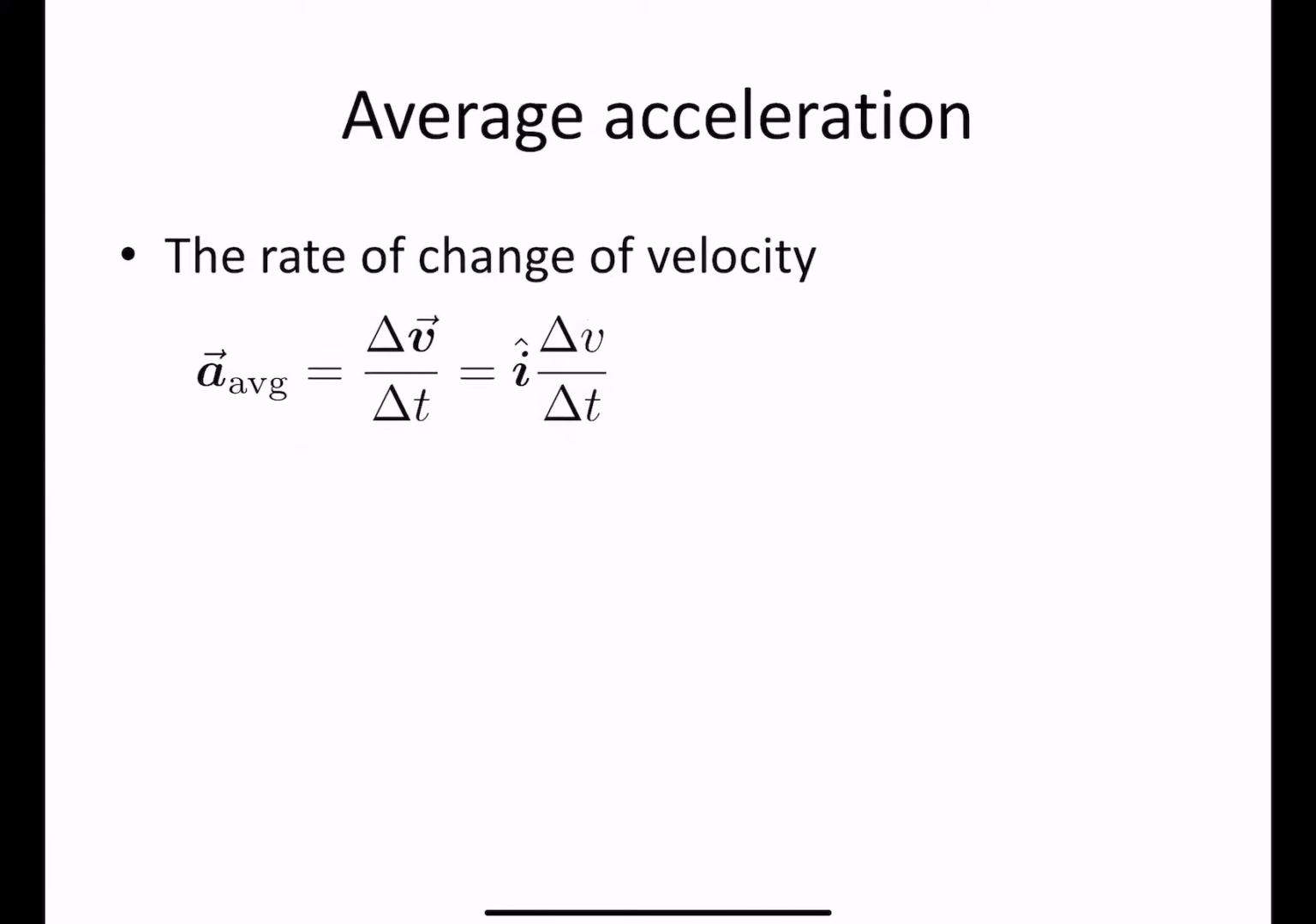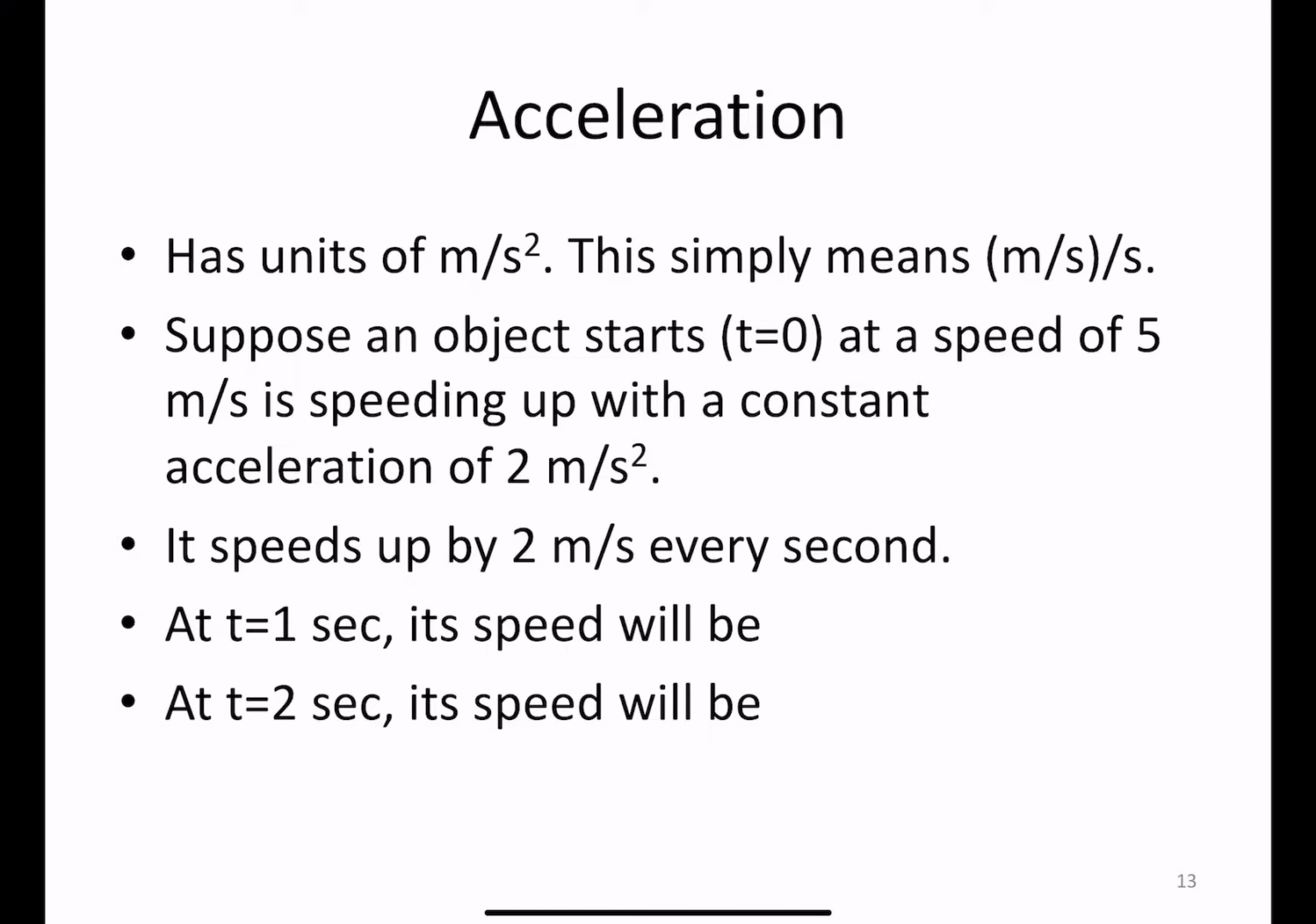All right. So acceleration has units of meters per second square, as I just said, and this simply means meters per second over seconds. Let's look at an example. Suppose an object starts at t equals 0 with a speed of 5 meters per second, and it's speeding up with a constant acceleration of 2 meters per second square. What does that mean? It means that the object's velocity changes every second by the amount 2 meters per second, right? So every second, 2 meters per second is being tacked on to the speed of the object or the velocity of the object.